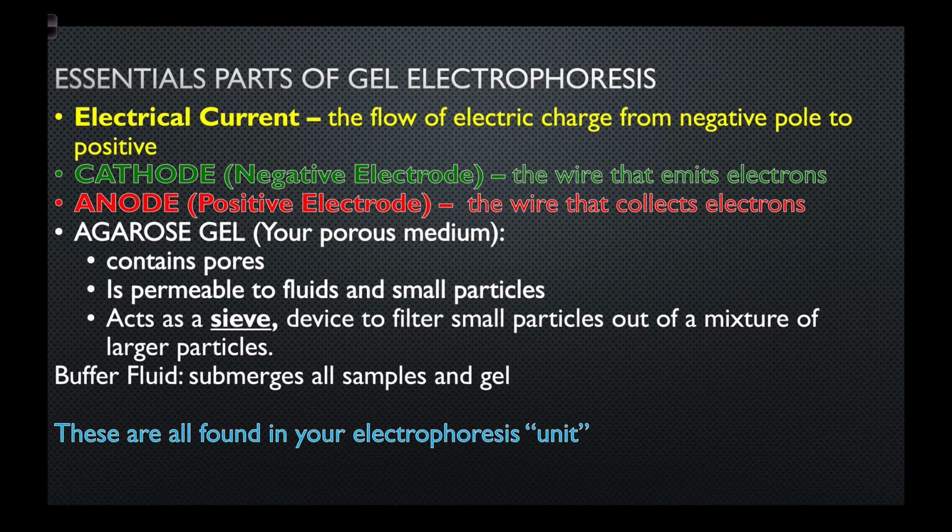A buffer fluid will be poured over the whole sample in order to allow this process to continue, because it would be very hard to get this stuff to fly through air. So we have it all in a liquid medium in order to control the flow of these molecules. All of these will be found in what's known as an electrophoresis unit.